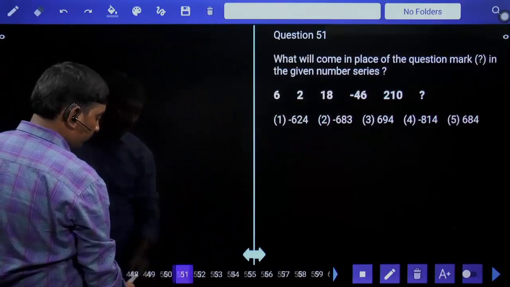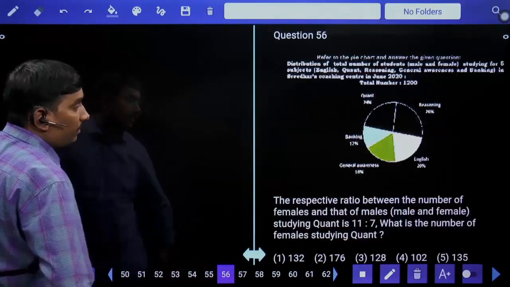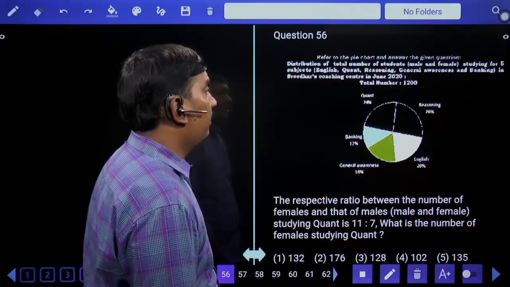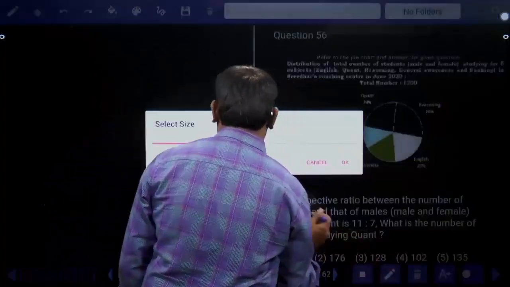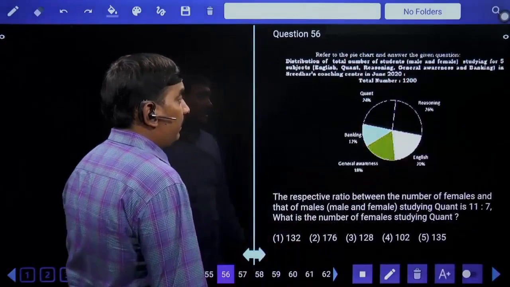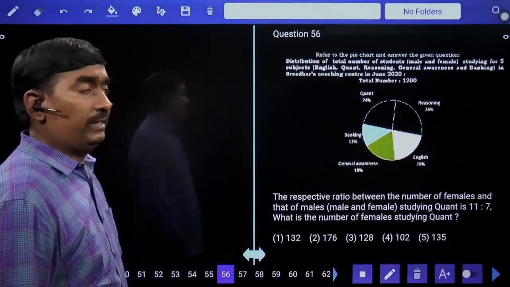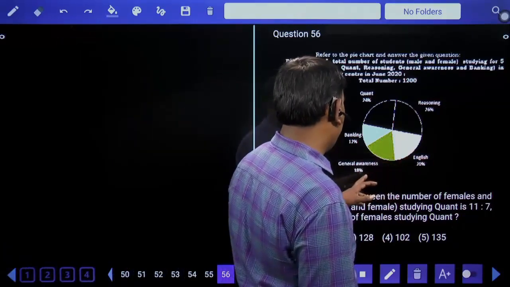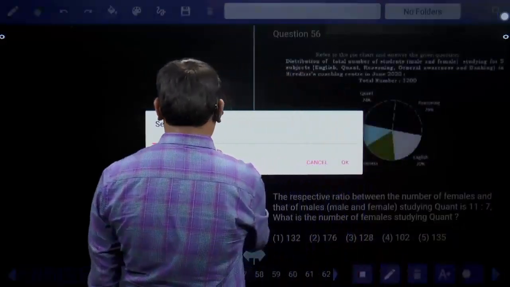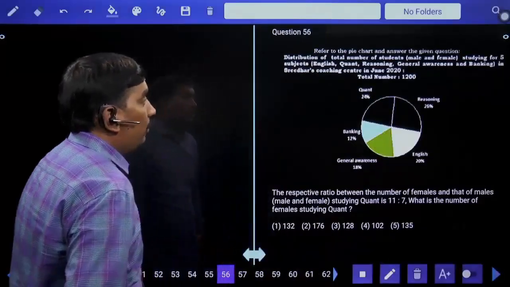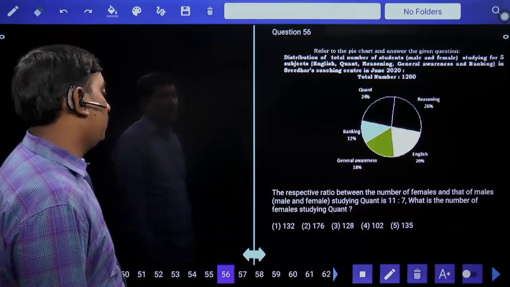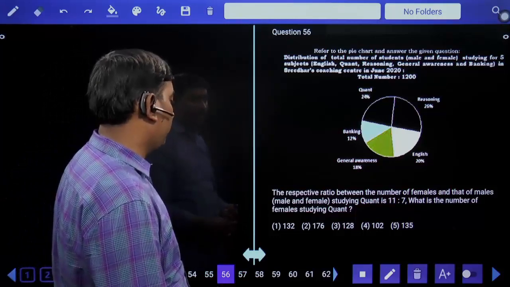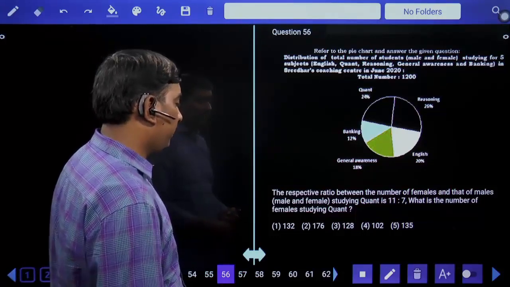Number series, reasoning faculty will explain. Look at pie chart. Distribution of total number of students, male and female, studying for 5 subjects: English, Quant, Reasoning, General Awareness and Banking in Sridhar's Coaching Center in June 2020. Reasoning, English, general awareness, banking, quant. Total number 1200. The respective ratio between the number of females and that of males studying quant is 11 is to 7. What is the number of females studying quant?